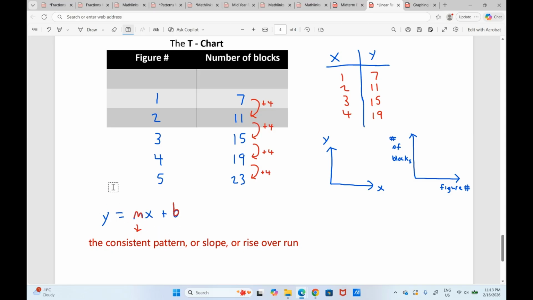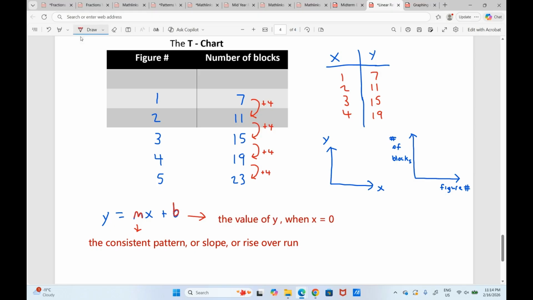onto a graph. And now for the b value here, we have a name for it as well. We would call this b value the value of y when x equals 0. The value of y when x equals 0.